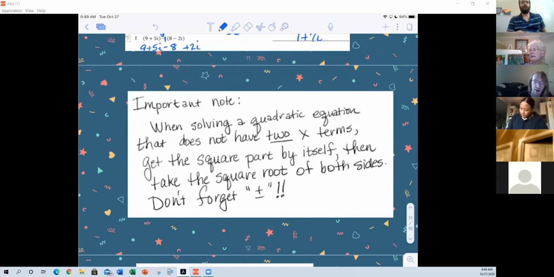All right, so then these are the problems primarily where we're using the new method that we learned yesterday. When you're solving a quadratic equation that does not have x terms, you get the square part by itself, then take the square root of both sides, and do not forget plus or minus. So anytime you introduce a square root into an equation, you have to have plus or minus, or you will be leaving out one of the solutions.